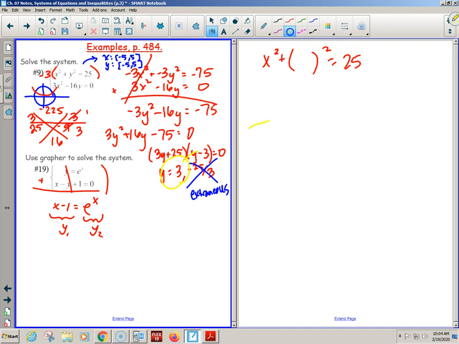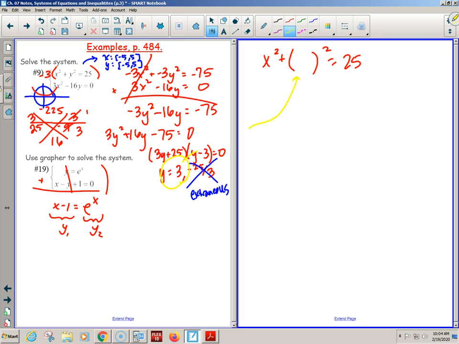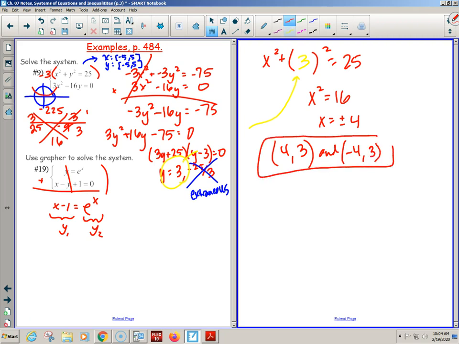There were a couple different things to show us that this was not going to work out so well if I tried to solve for both of those. I would have gotten x squared equals 16, x is equal to plus or minus 4, so my intersection points are 4, 3, well, could have done a plus or minus 4, but that's okay.